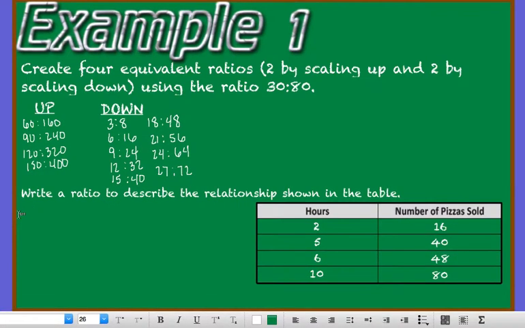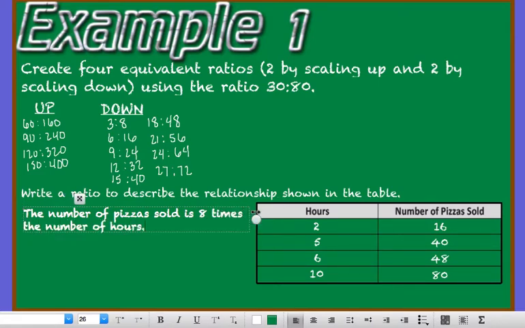All right, so for your description of the relationship, which I have also referred to as your ratio statement, we could say that the number of pizzas sold is 8 times the number of hours. That works, but we could also be a little bit more specific because I know my original ratio is 1 to 8, because I can divide both 2 and 16 by 2 and I get 1 to 8. I could also say that in 1 hour, 8 pizzas get sold.